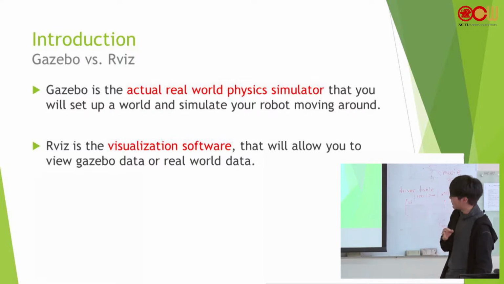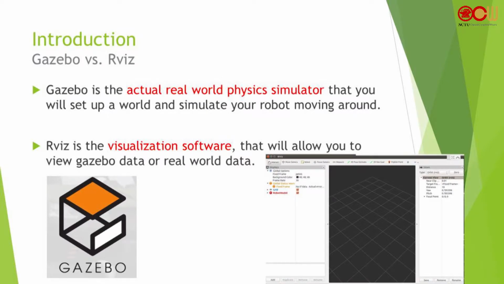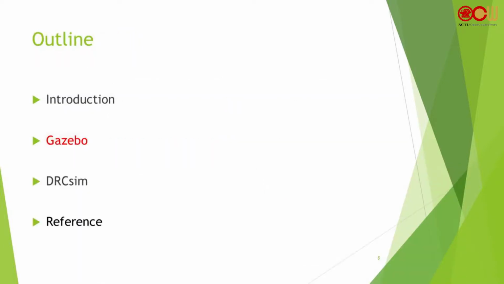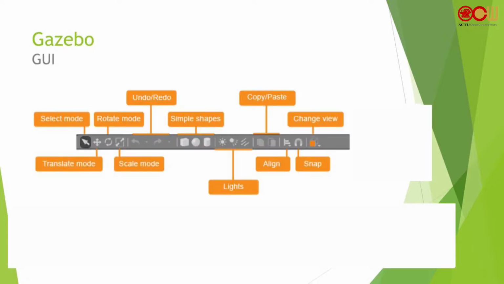Okay, I'll continue. Yeah, and this is Gazebo and RVs. And now I'll tell some details about Gazebo. First, I'll talk about the GUI interface of Gazebo. This is on the upside part of Gazebo.